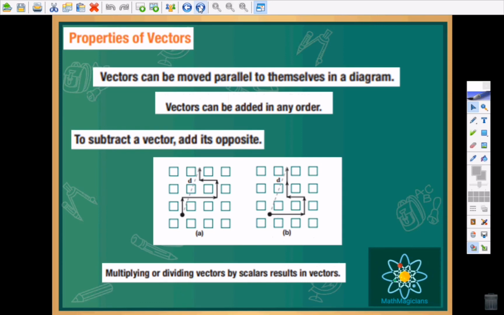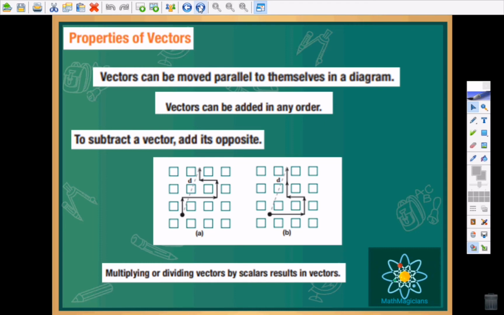Continue with properties of vectors. Vectors can be moved parallel to themselves in a diagram, as it says there. Vectors can be added in any direction. When two or more vectors are added, the sum is independent of the order of the addition.